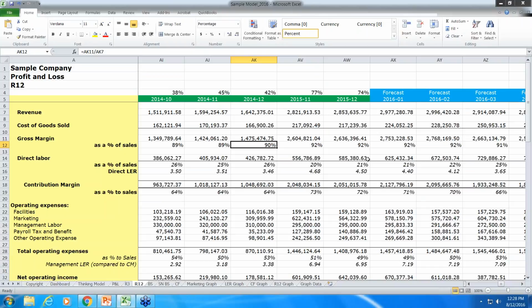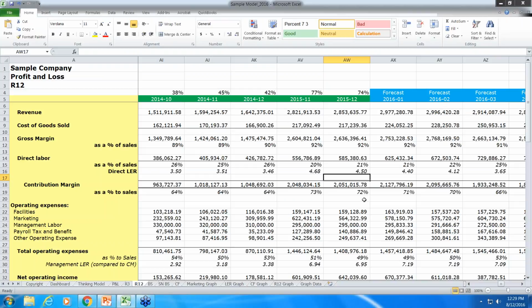Going back to our rolling 12, I want to discuss one of the most talked about concepts that we have, and that's labor efficiency. The man who aims at nothing hits with amazing accuracy. And so what we can use direct labor for is to target how much production we have to have.